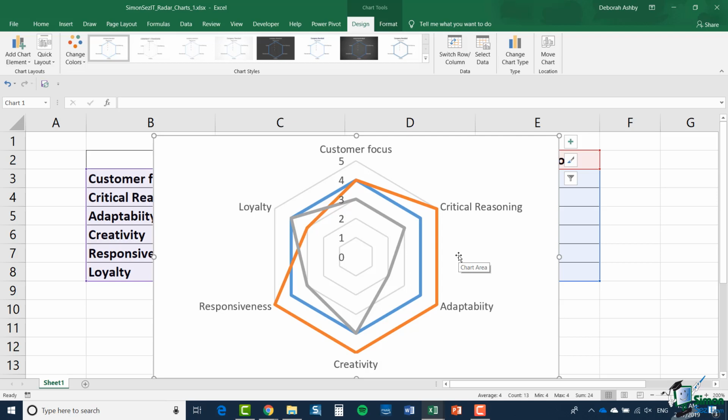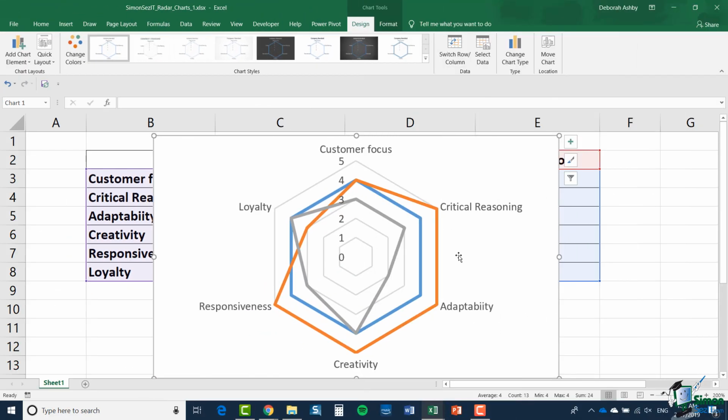So you can see how visual the representation of the relative performance of those two employees is, not only to each other. So, for instance, Steve's score in loyalty is actually better than Jenny's, but that is the only category of performance of which he does better than Jenny. But you can also see how each of them does against the company's standard.